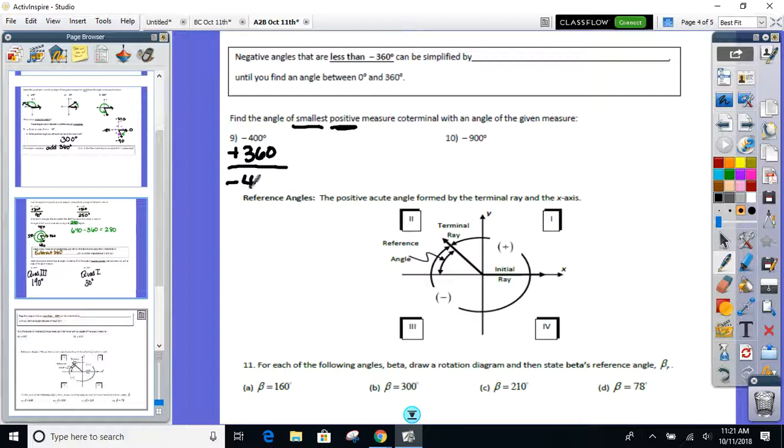Okay, what were my directions, though? It has to be positive. So what do I keep doing? Add 360 again. And what is the smallest positive one, Anna? 320, yep. Okay, so in the box up above here, can be simplified by adding 360. So either you're subtracting or adding 360.